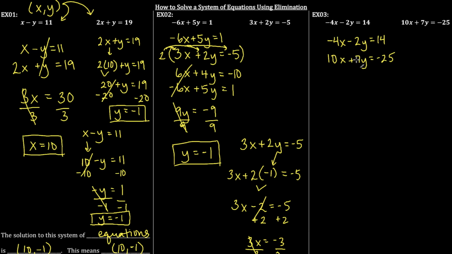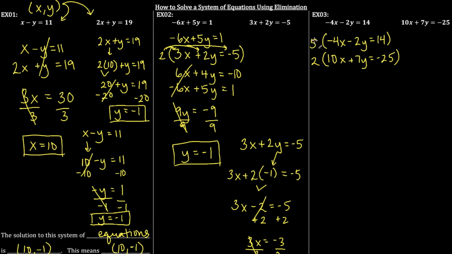So I can do a couple of things. I want to find a common multiple, right? A common multiple of 10 and 4, or a common multiple of 2 and 7. I like 4 and 10 a little better. 4 and 10 both go into 20. So I'm going to multiply this equation by 5 so I can get negative 20x, and I'm going to multiply this equation by 2 so I can get positive 20x.